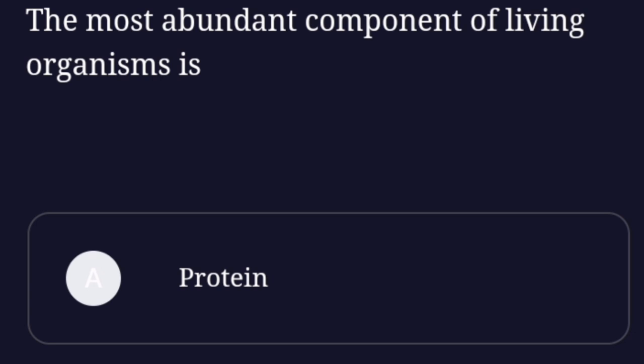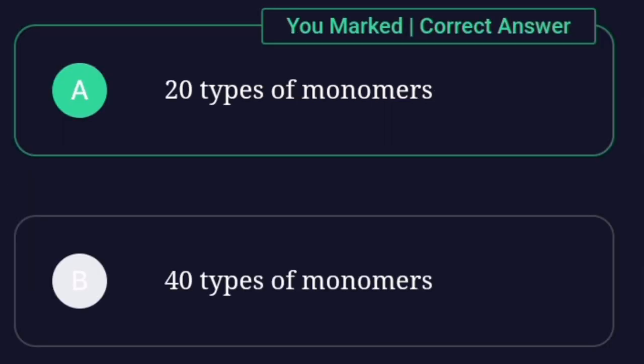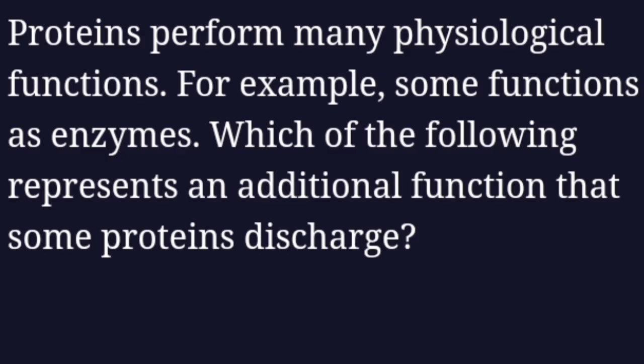The most abundant component of living organisms is water. A homopolymer has only one type of building block called monomer repeated n number of times. A heteropolymer has more than one type of monomer. Proteins are heteropolymers usually made of 20 types of monomers. Proteins perform many physiological functions.